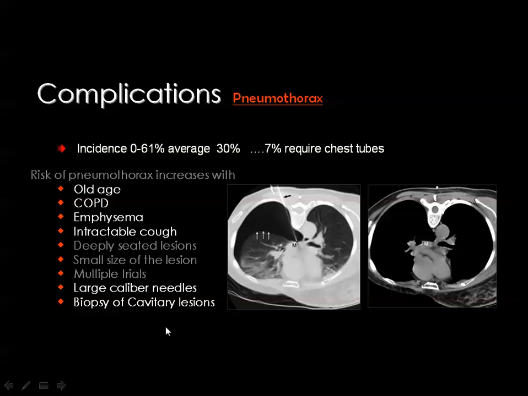Also, if you select a needle of a large caliber, it will increase the incidence of pneumothorax. And I usually recommend a 19 or maximum 18 gauge needle for doing lung biopsies, especially whenever you are traversing lung parenchyma while approaching the lesion itself. Also, if you are biopsying a cavitary lesion, you may have the chance to put your needle inside the cavity, and then you get some air leakage, and the incidence of pneumothorax in this case will be high.